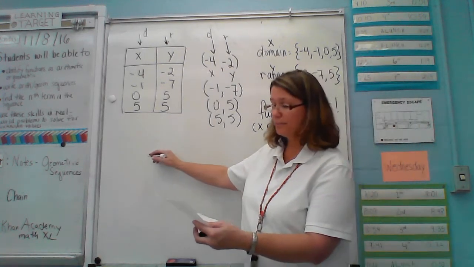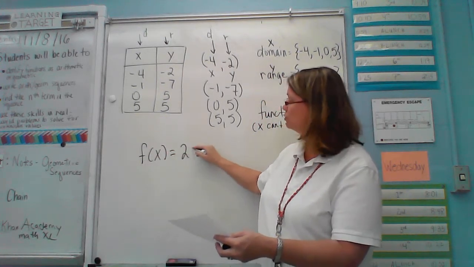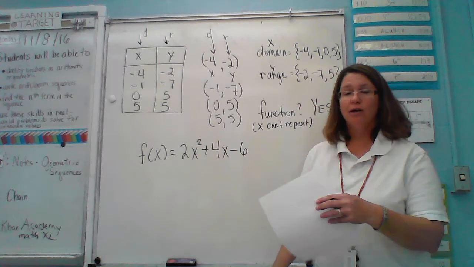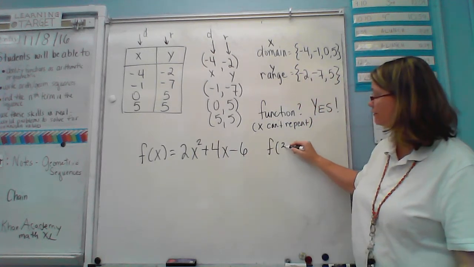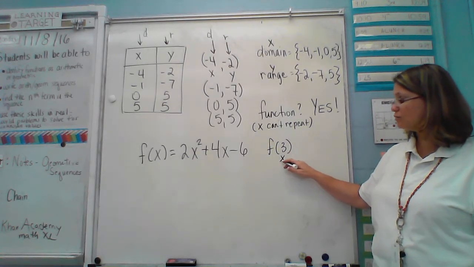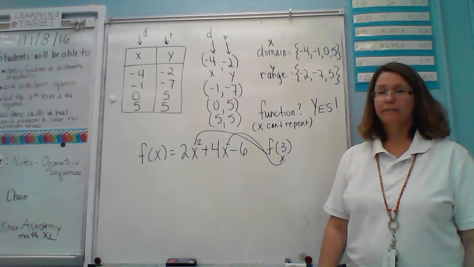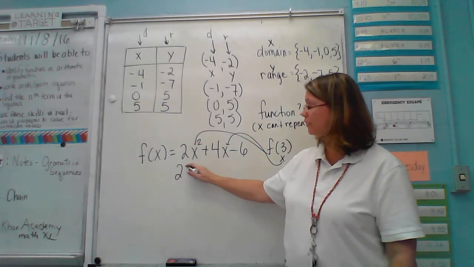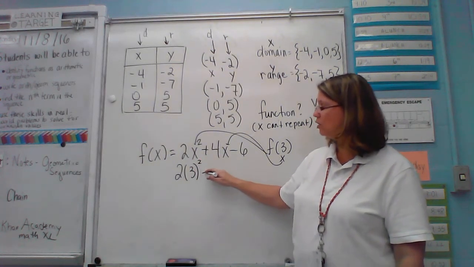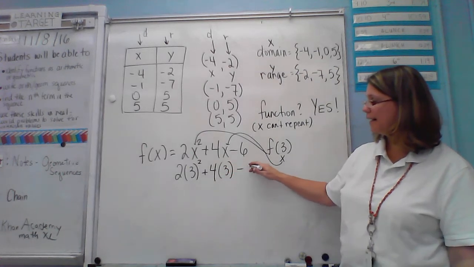If you look closely at problem 2, it says f of x equals 2x squared plus 4x minus 6. And it wants you to find the value for f of 3. This basically means you are going to replace this 3 every place you see an x in this problem. So this becomes 2, and then remember, 3 is going to go into a parenthesis, squared, plus 4, 3 is going to go into a parenthesis, minus 6.